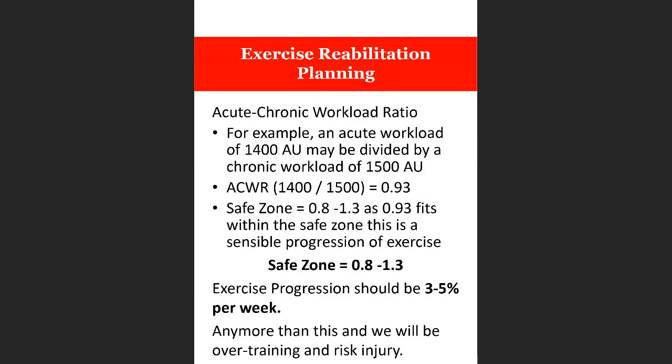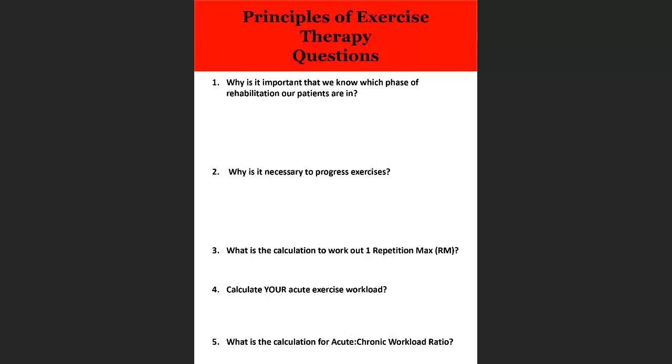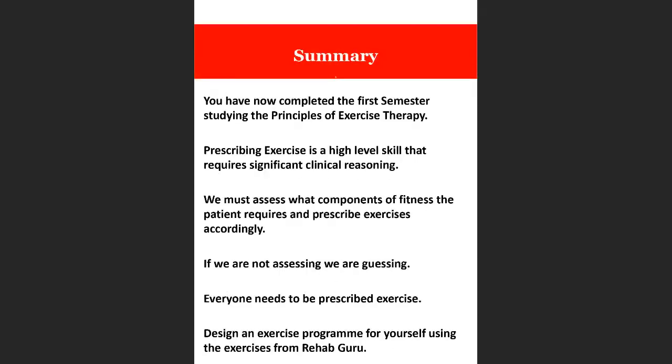And this will give you a number, and we want that number in our safe zone between 0.8 and 1.3, because that means that we're progressing no more than 5% each week. If we progress 6% each week or above, we could be risking an injury because we've progressed our patient too much. This is particularly important with regard to things like cardiac rehab, for example. Okay, then we've got some questions there.